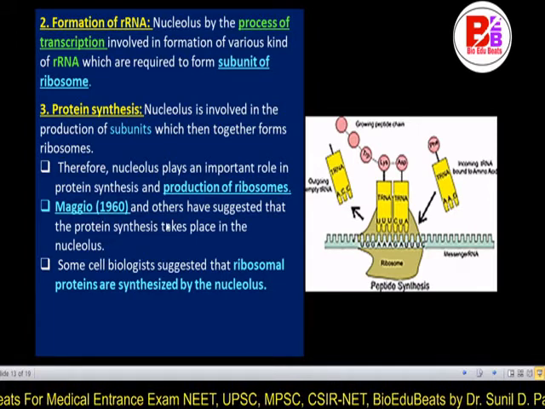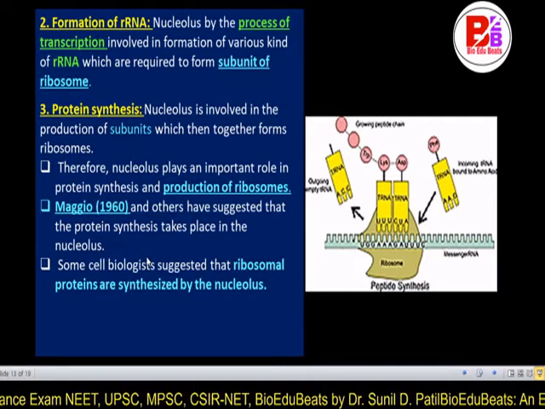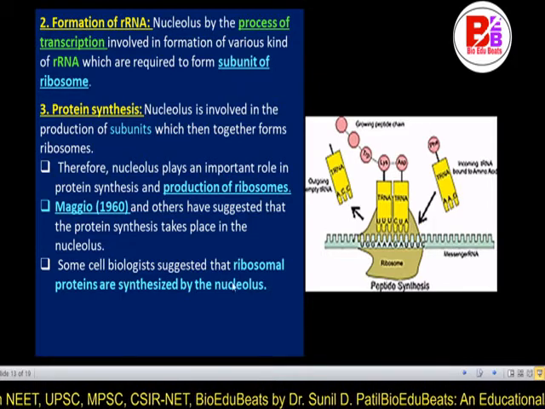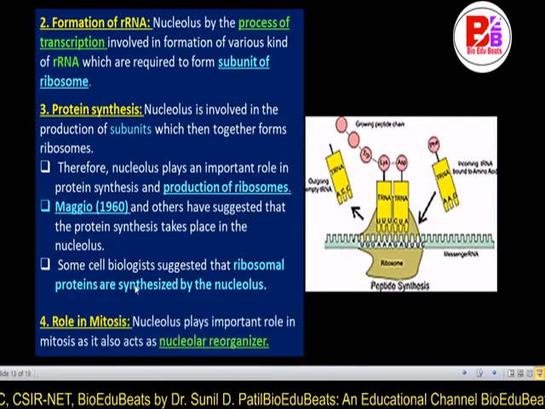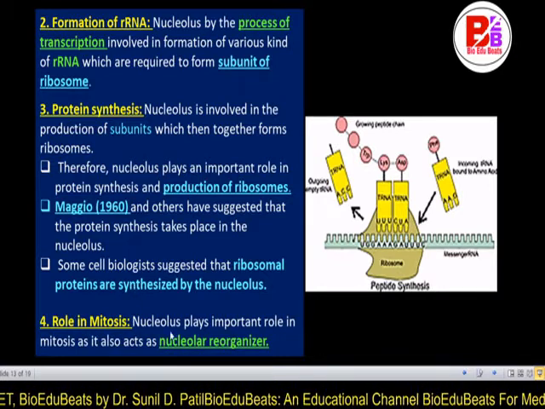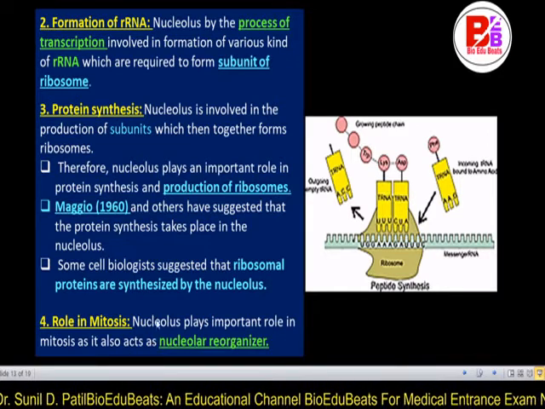Maggio in 1960 and others have suggested that protein synthesis takes place in the nucleolus also. Some cell biologists suggest that ribosomal proteins are synthesized by the nucleolus. The fourth function, role in mitosis. The nucleolus plays an important role in mitosis as it acts as a nucleolar organizer.